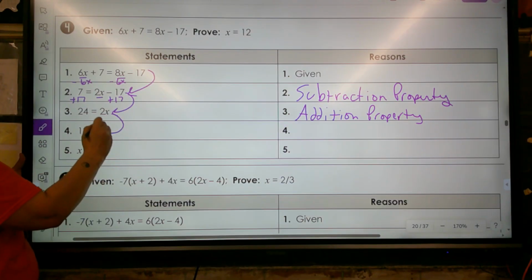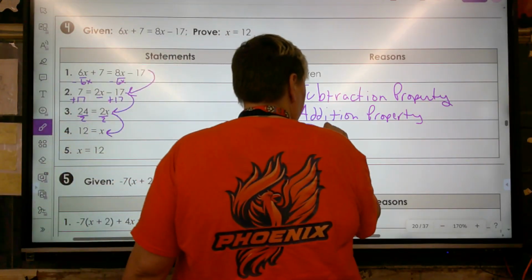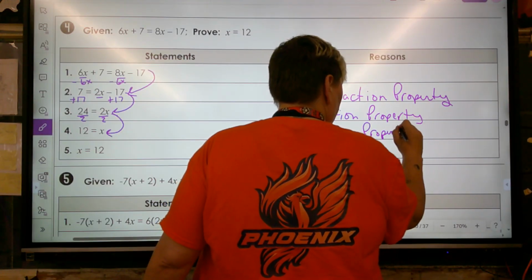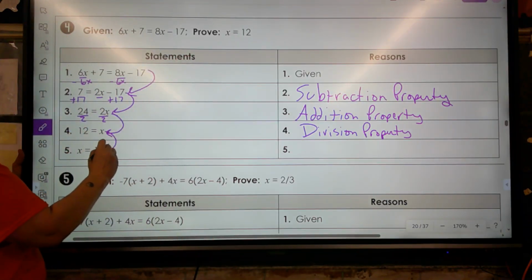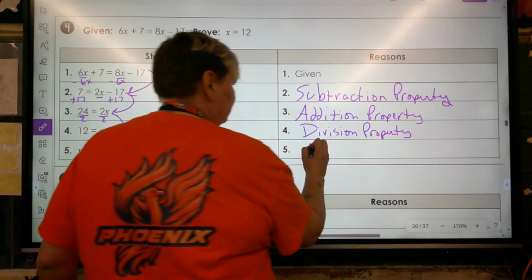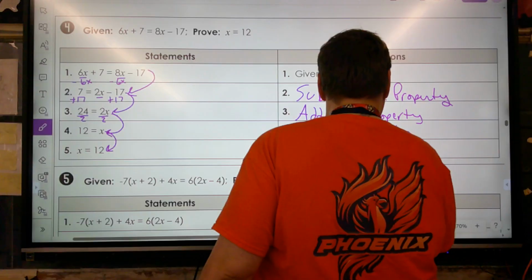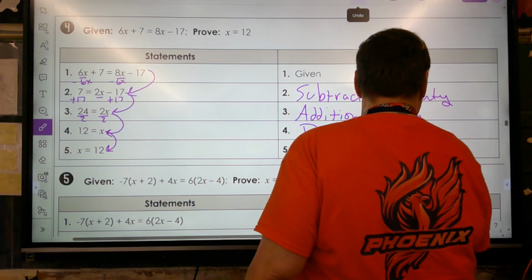And from here to here, we divided both sides by 2. That's division property. And then from here to here, just flipped it. They're equal but not identical. So that's symmetrical property or symmetric property. I'm going to put symmetric because I think it makes more sense.